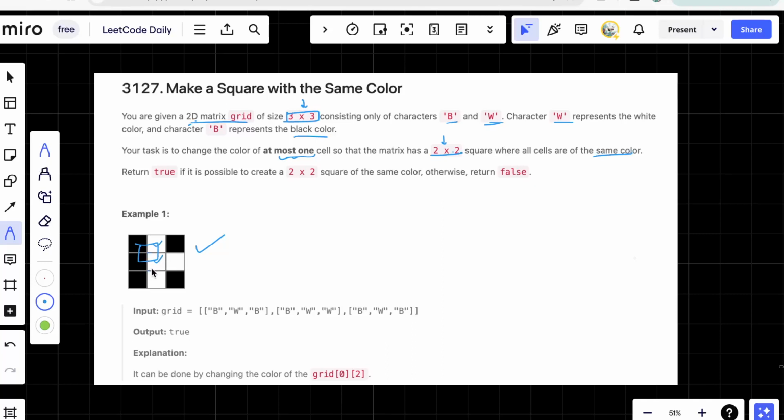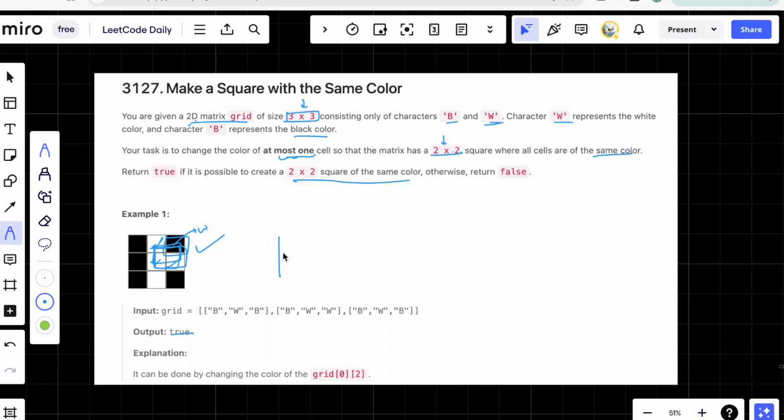I can change the color of at most one, but if I locate this particular 2 cross 2 grid right here, then I can see that this is white, this is white, this is white. And if I can change the color of this to white, right, then definitely this is going to be a 2 cross 2 grid which has all the cells of the same color, right? So for this particular 2 cross 2 grid, changing this cell will help us get a 2 cross 2 square of the same color. Hence, we can return true in this case, right? So I hope the question is clear.